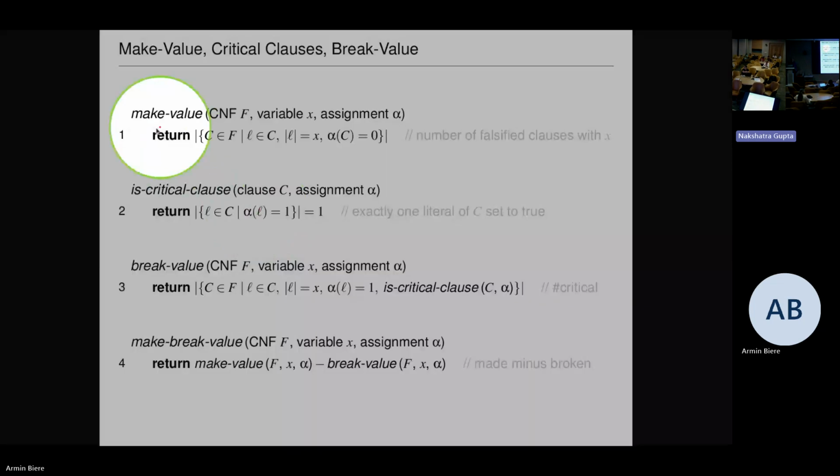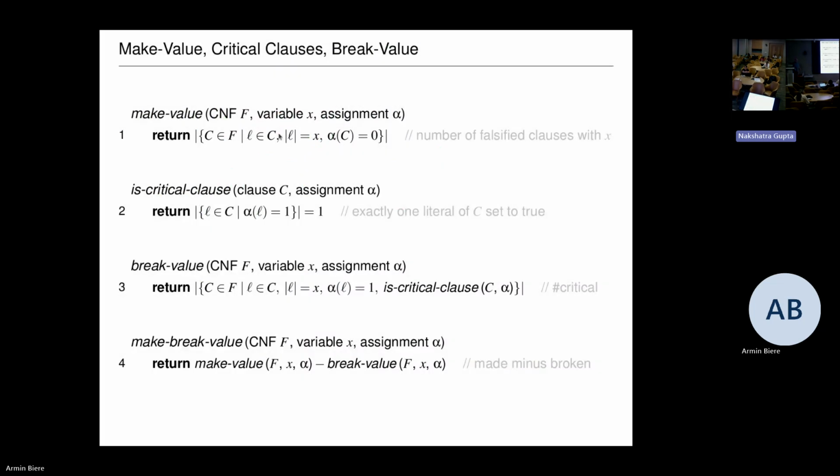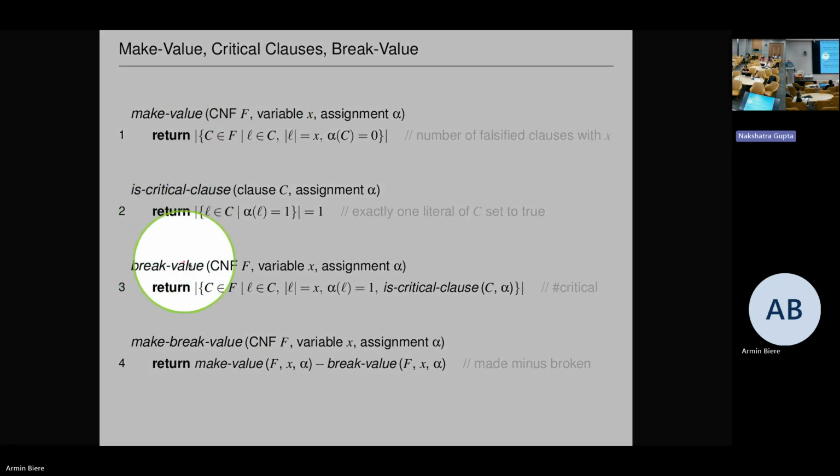So make value simply checks, for one literal and one assignment, how many clauses get satisfied if I flip the value of this variable. It's very simple. You just look at the clauses which are currently unsatisfied under alpha, and which contain the literal of x in such a way that it's false. All right, so this is the make value: how many clauses do you make if you flip it? And then what's the opposite? Well, it's down here. How many do I break?